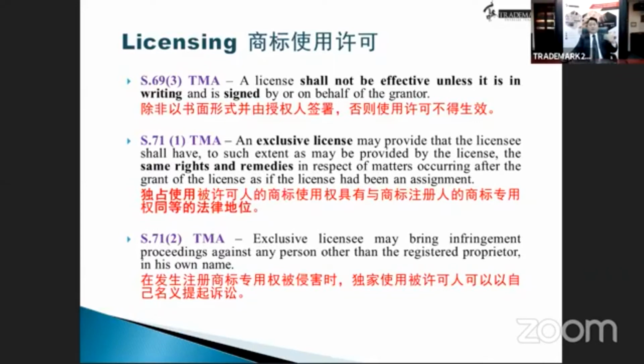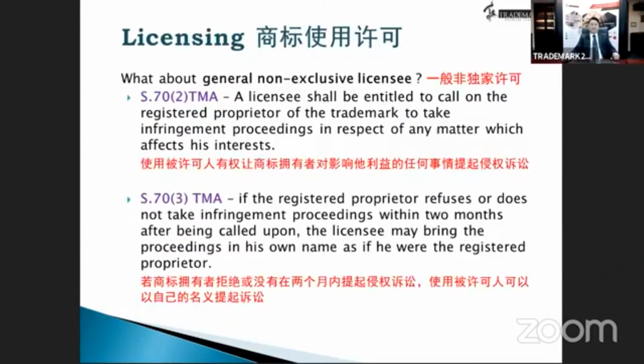That's something like an exclusive license. Okay, and all this licensing you have to actually register. You have to submit a copy. We have to deposit a copy with the trademark office. They call it a recorder of license. Yeah, okay. Now, what about a non-exclusive licensee?